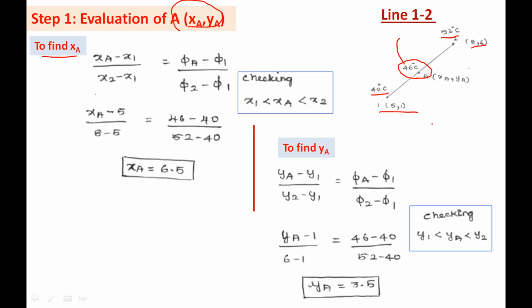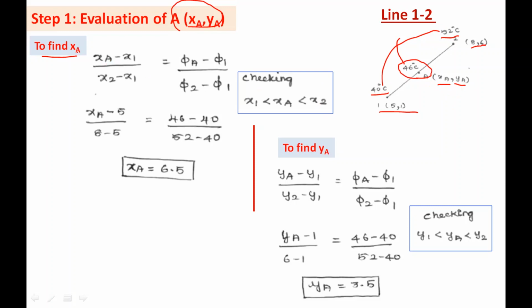To find XA, we know that this is a linear triangular element. That means along the line 1 2 the temperature varies from 40 to 52 degrees, but this variation is linear. Why? Because it is a linear element. We consider a bilinear polynomial to define the element. So for a linear element, the variation of the temperature along this side 1 2 is linear. We are going to use that linear relationship to find the coordinates of point A, XA, YA.